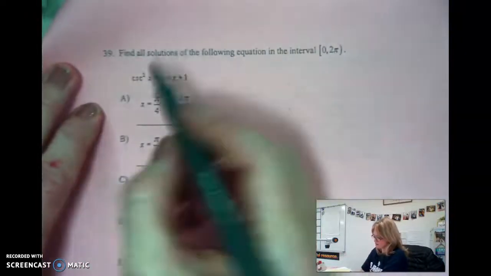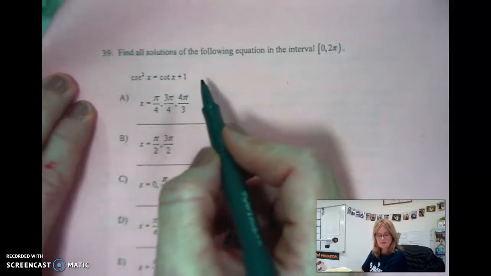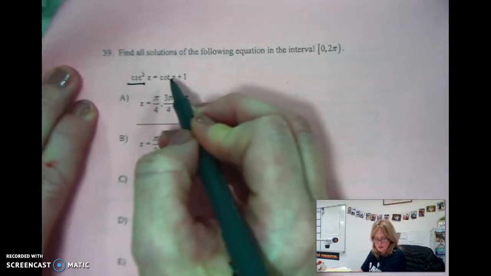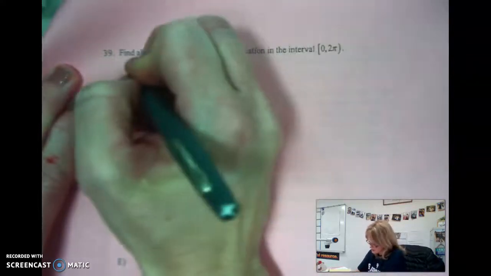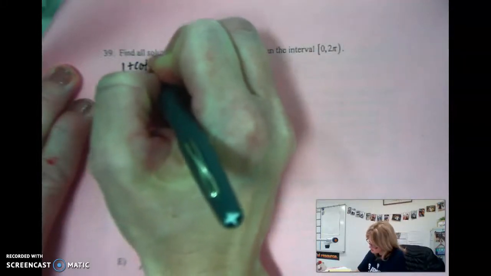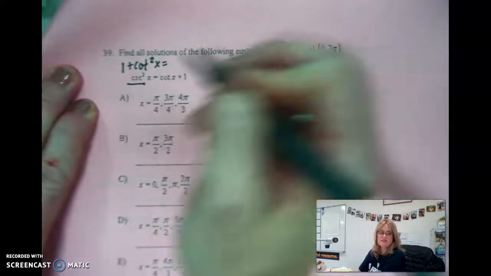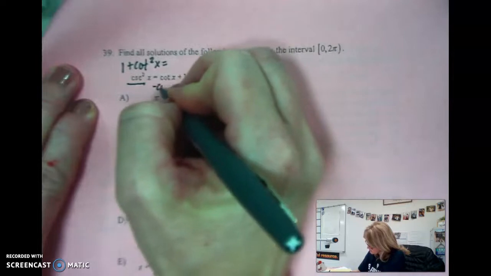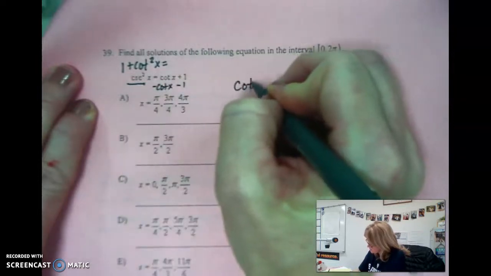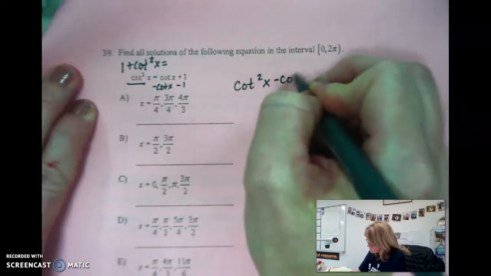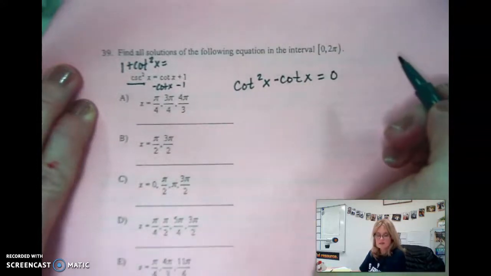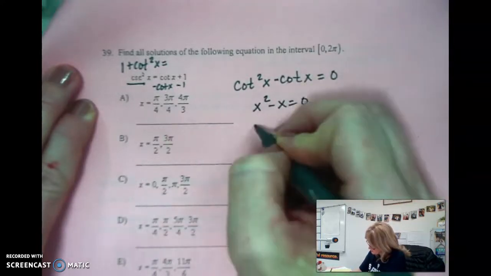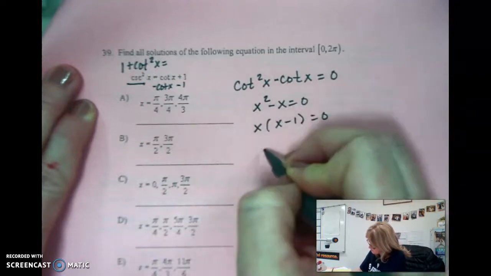39, again, find all the solutions. This time, we need to have everything with like terms. Cosecant and cotangent are not the same. However, I do know that cosecant squared is the same as 1 plus the cotangent of x squared. Now I need to get everything over to one side, or one side equal to 0. When I subtract 1 and subtract the cotangent of x, I'm left with cotangent squared of x minus cotangent of x equals 0. Again, you can factor out, or if you want to ignore the cotangent for a second, factor out the x, throw cotangent back in.